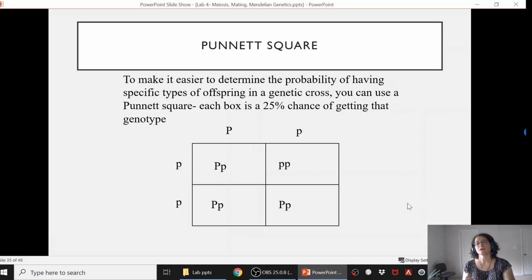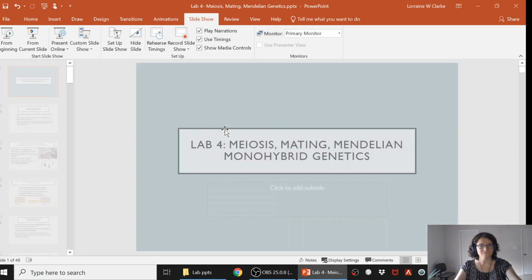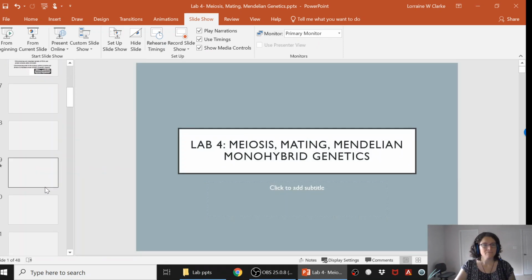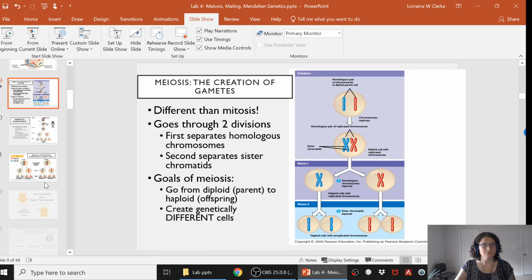Okay, so here's the concept. Here we have a big P, little p, crossed with a little p. Now, I actually did this one wrong, so I'm going to go back and fix it, okay? I'll fix it in place here, okay?